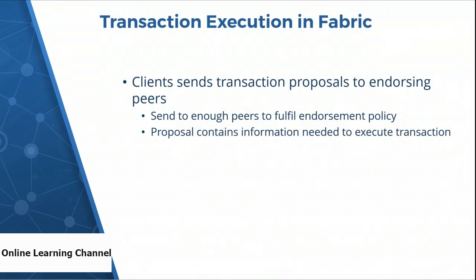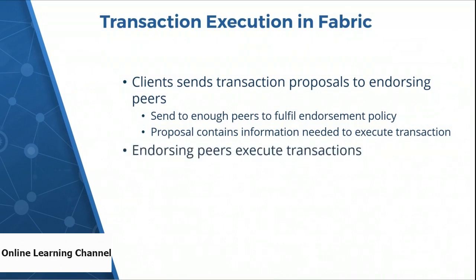Well, this should contain all the information which a peer needs in order to execute the transaction. This will include an identifier for the chain code which needs to be invoked, the name of the function to be triggered, as well as any arguments which that function might have. Multiple client applications will have sent their transaction proposals to many endorsing peers, and once these peers receive the proposals, they can go ahead and execute these transactions.